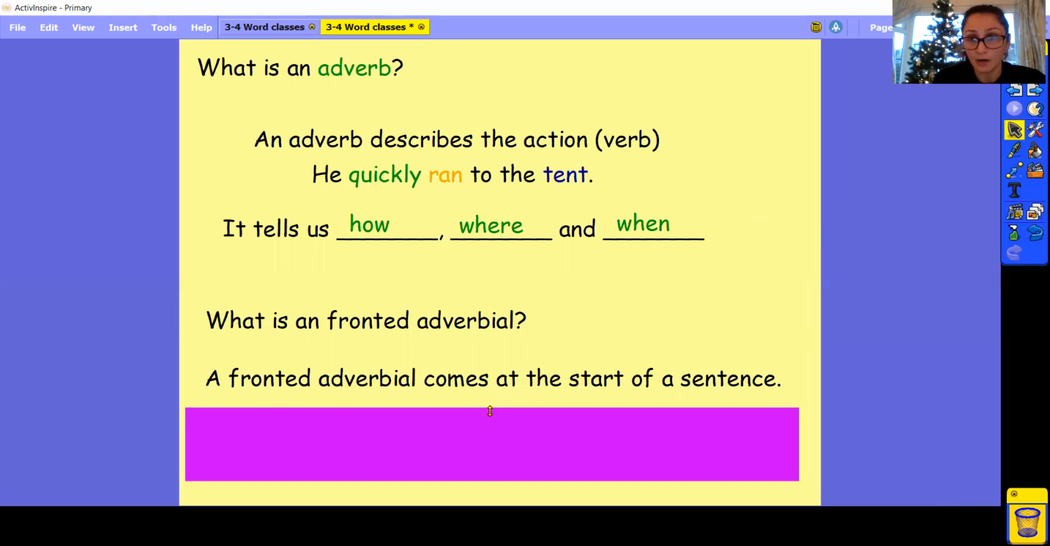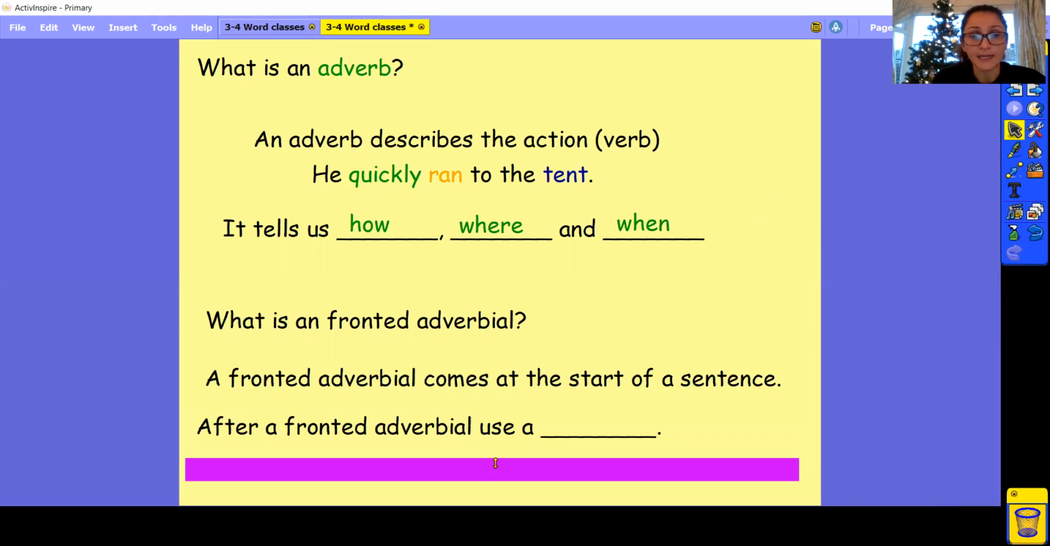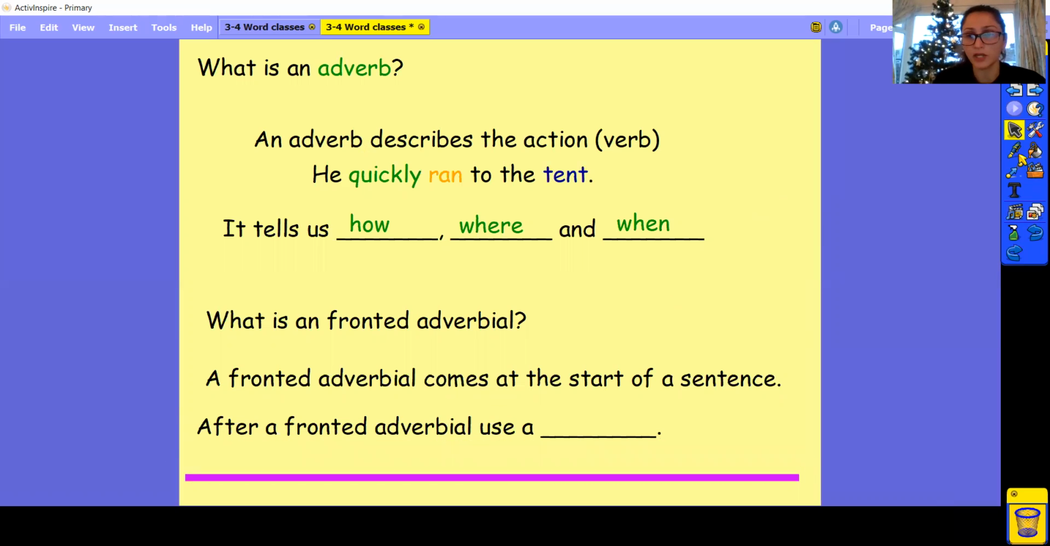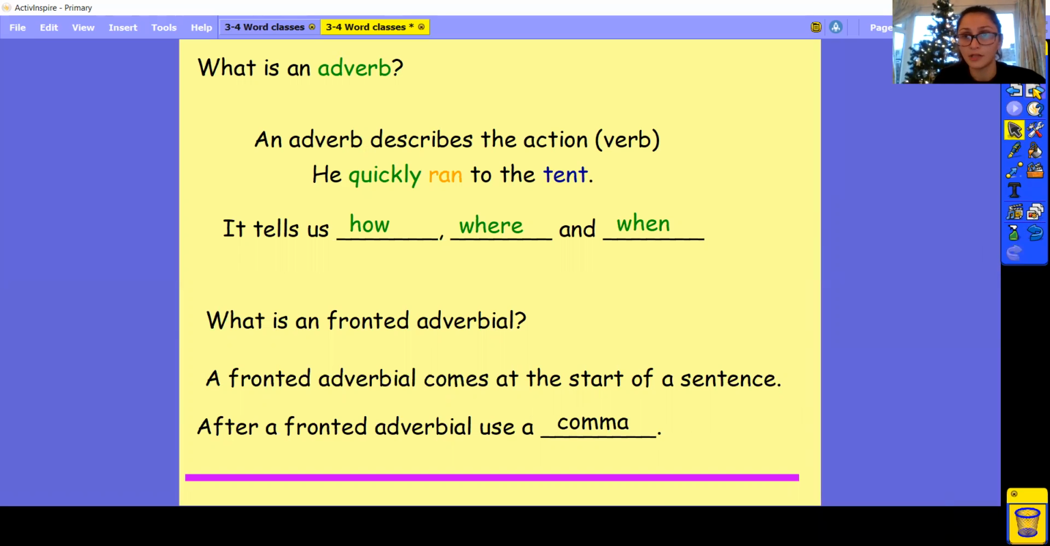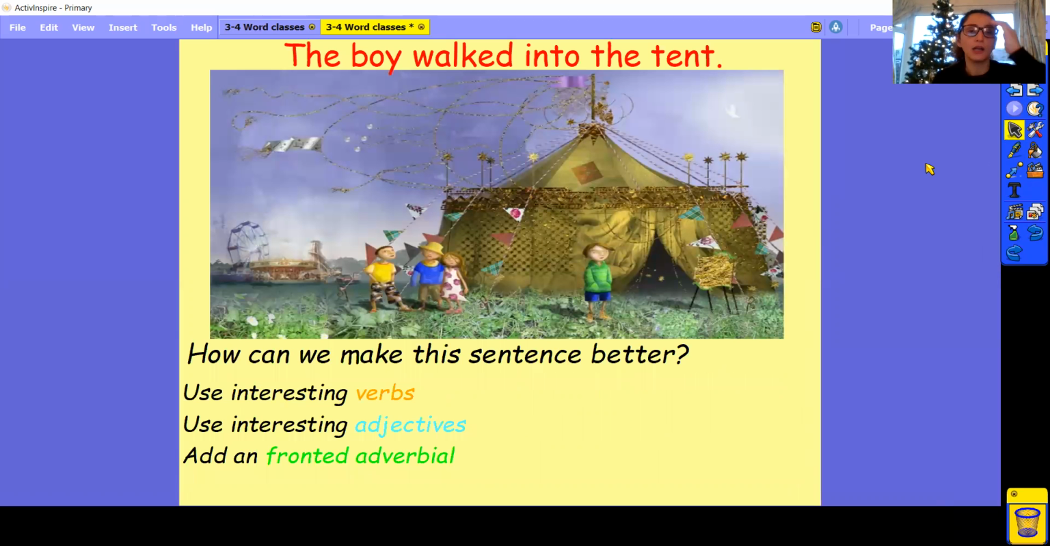Now, after a fronted adverbial, there needs to be some sort of punctuation. What sort of punctuation would need to go after a fronted adverbial? Have a think. Well done if you said a comma. So after our fronted adverbials, we need a comma. So let's go on to our learning today.